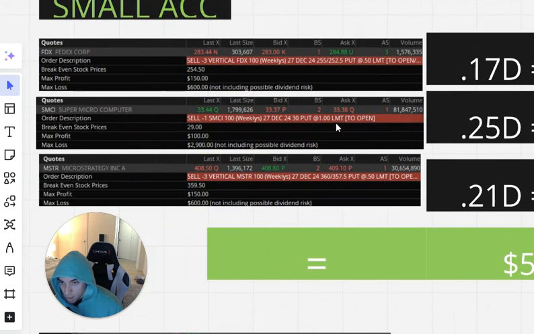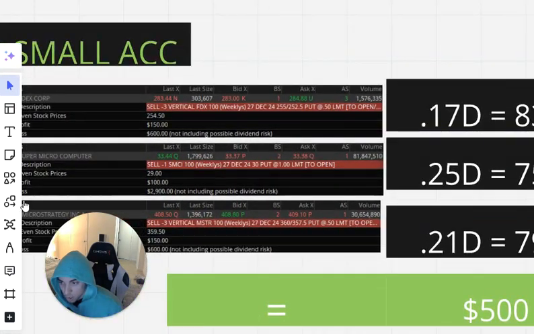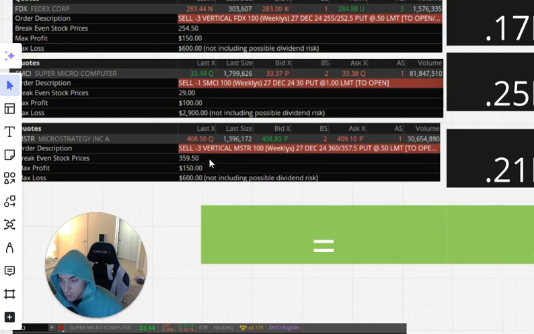Okay, great. So now we're at, and actually I meant to say two of these, so minus two of them. So that's $200 plus 150. We're at 350. And to finish it off, we're going to go with MSTR.